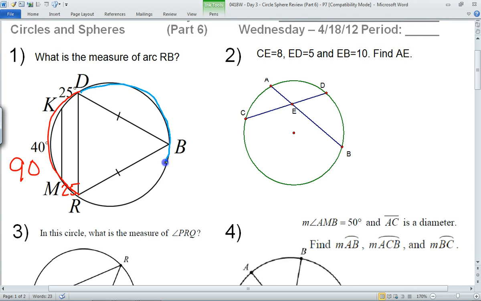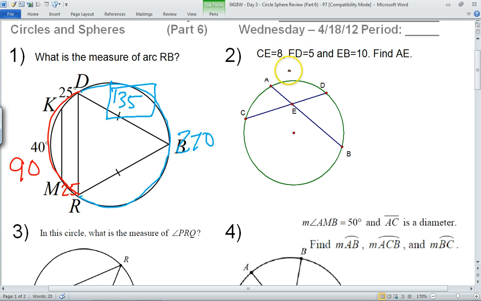270. Okay, so that left 270 degrees for this blue part. So the blue part is 270. So what does that mean for each side? So that means divide by 2 is 135. Okay? So that's the answer to number 1.